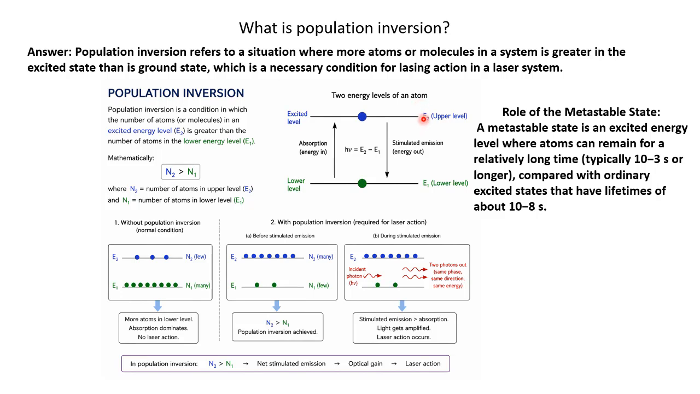So when the excited state is a metastable state, by the process of absorption the atoms get excited to that level, and since it is metastable, they stay there for a longer time, and then the population in the excited state becomes greater. And then these atoms or molecules can come down to the ground state by the process of stimulated emission.